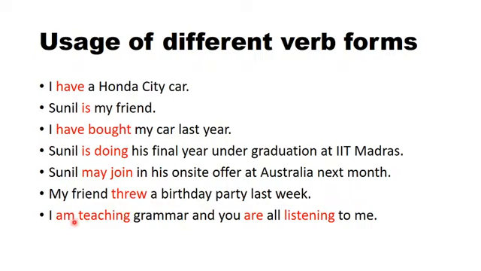Come to the last one. I am teaching grammar and you are listening to me. I am teaching. Again, am is the auxiliary, teaching is the main verb. So here it is present continuous tense: I am teaching and you are listening to me. Am is not a main verb, are is not a main verb, both are auxiliary. Only teach and listen are main verbs. Why with ing? Because it is a present continuous tense.